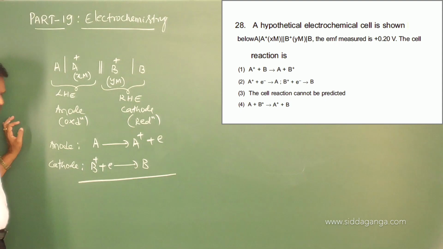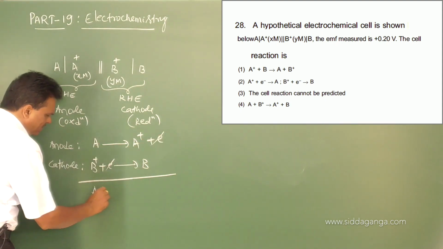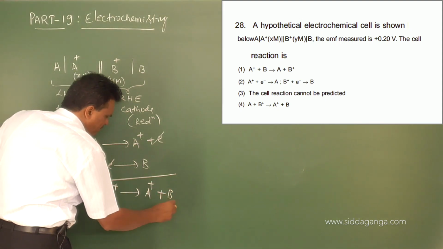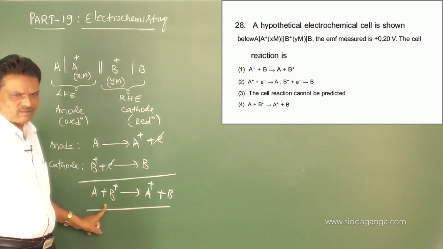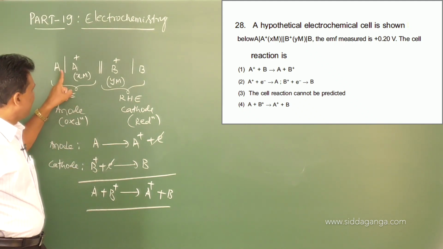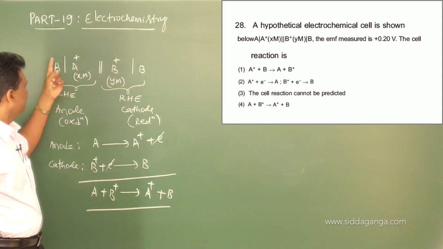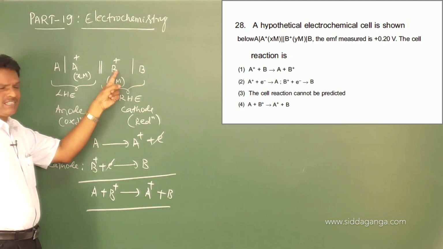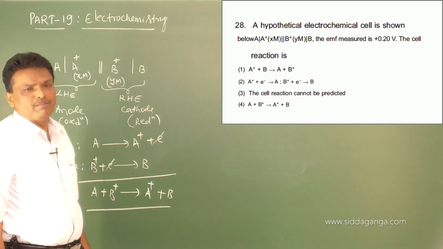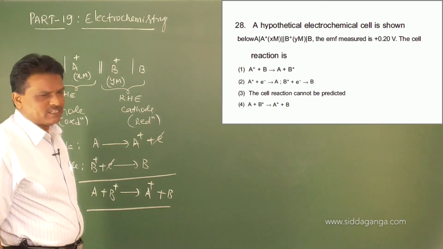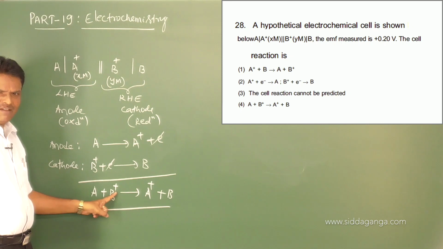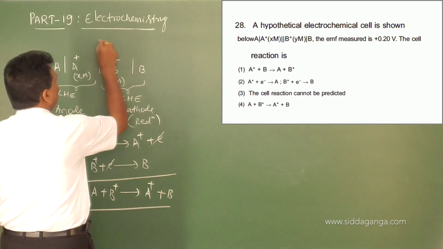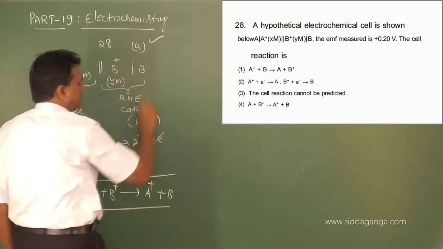So what is the overall cell reaction? Look here, A plus B plus will give rise to A plus B. So this is the overall cell reaction. This is anode, so at anode oxidation takes place: element A is converted into A plus, and B plus in the right container is reduced to B. Therefore your option is A plus B plus ion will give rise to A plus B. So the fourth option is the right option for question number 28.